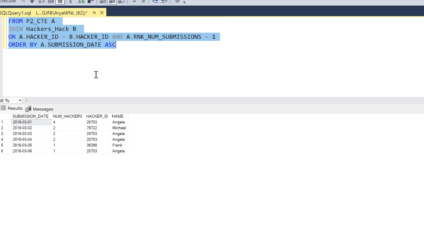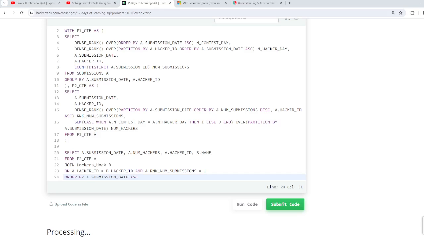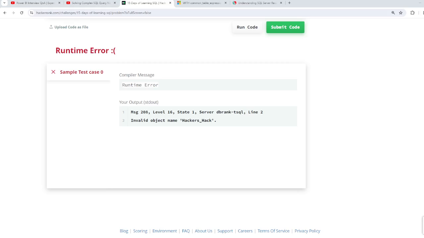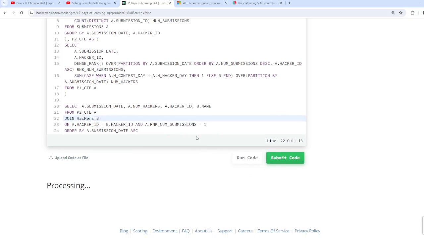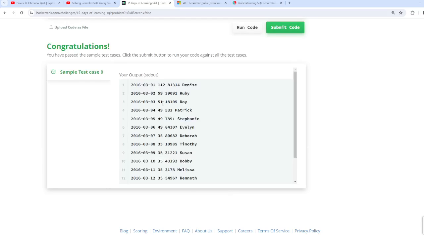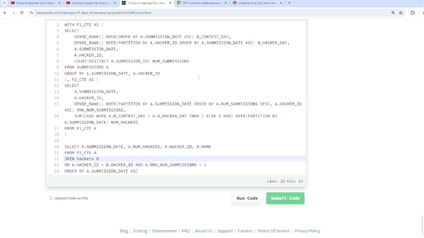Let me copy this and go to our HackerRank environment. I have pasted that code, and here the name of the table is hackers, so I just have to tweak it to hackers only, and let me run the code. Okay, congratulations, we have passed all the sample test cases, and let me quickly submit the code.